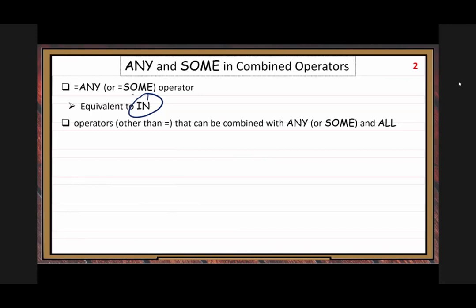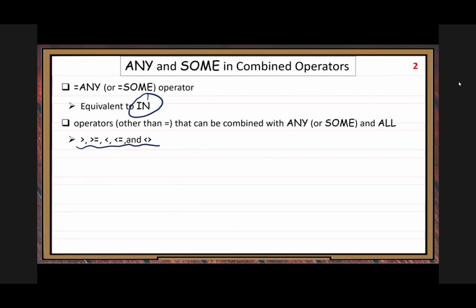Operators other than equal can be combined with any or some and all, such as greater than and less than, combined with all. When you see the situation fits, you can use the combined operator. But this time it's not equivalent to in. Only equal any and equal some are equivalent to in.